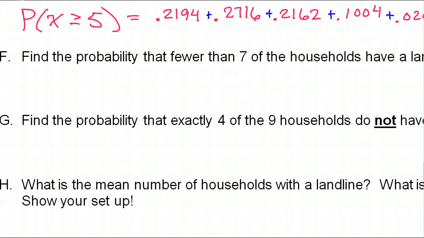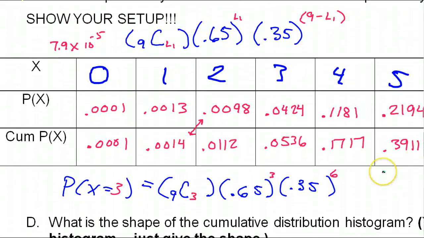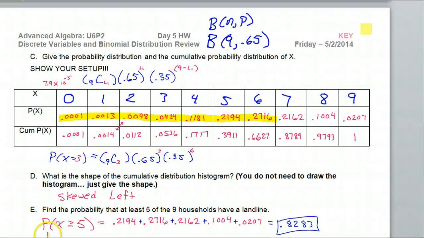Find the probability that fewer than 7 of the households have a landline. Fewer than 7. So that is the probability that x is less than 7. Fewer than, not less than or equal to, less than 7. This is not optional. You must write that down. These are all the ones that are fewer than 7. So if I want, I could add up these 7 numbers.